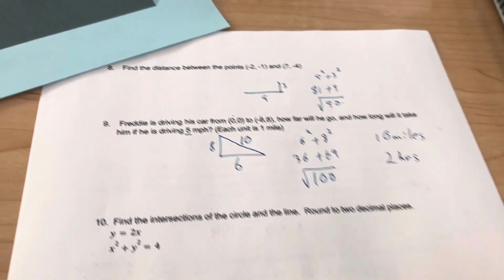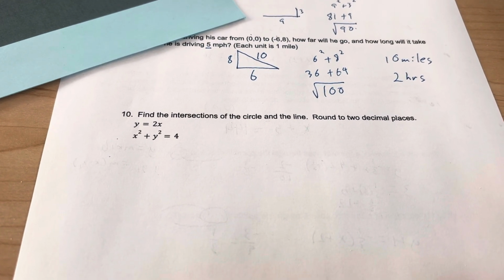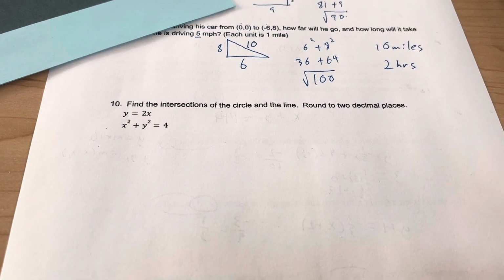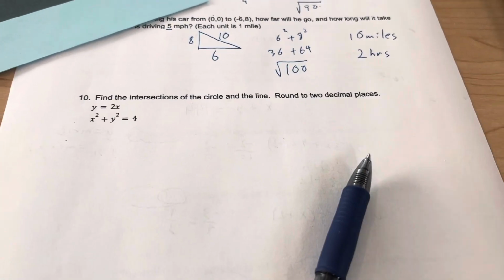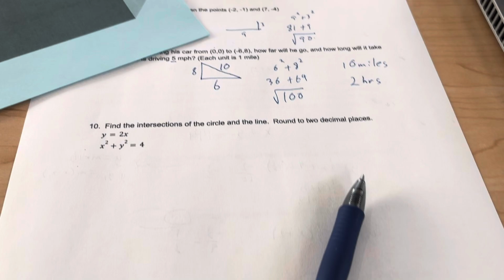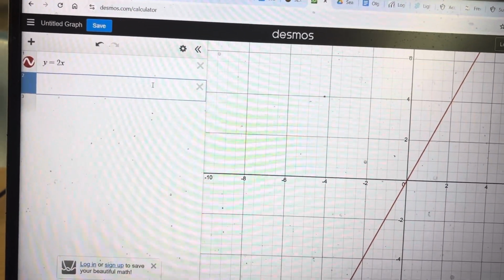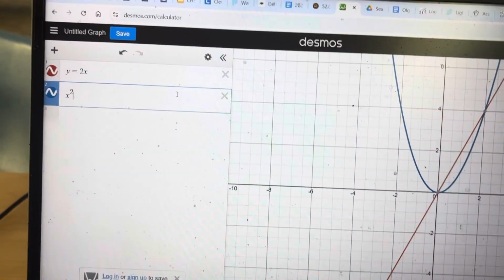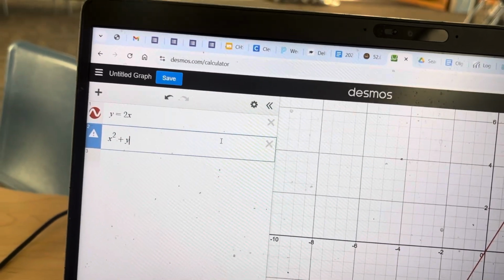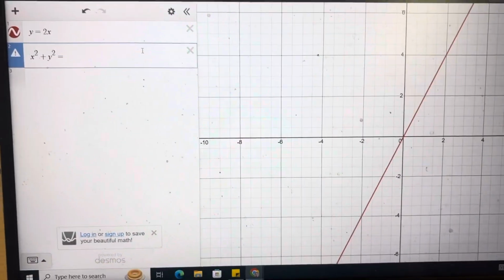Okay, so the last one here: find the intersection of the circle and the line, round to 2 decimal places. I know this one's going to be sloppy. So this is what I'm going to tell you, and I don't always tell you to do this kind of thing, but I would say go ahead, use Desmos, graph this. I've got y is equal to 2x, and I've got x squared plus y squared is equal to 4.